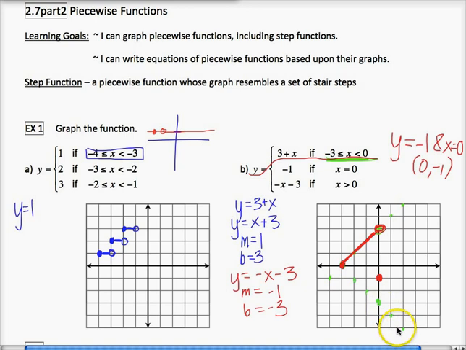I only want the part of that line where it says x is greater than 0. So I'm going to change back to my red here. I go to where x is 0 on that line, which is right here. It should be an open circle. And I want the part that's greater than. So the x values greater are over to the right side, which would be over here. And since it says greater than, we need an arrow because it continues to go on past there.